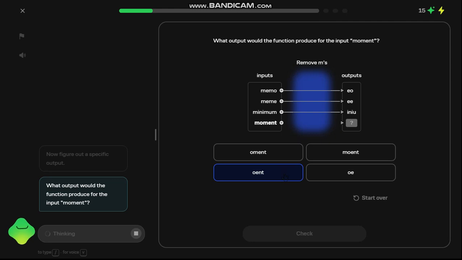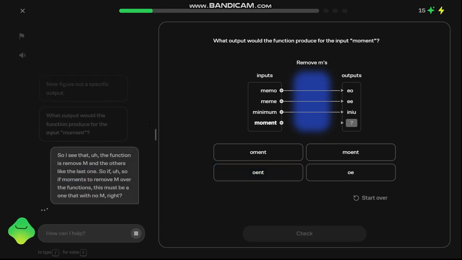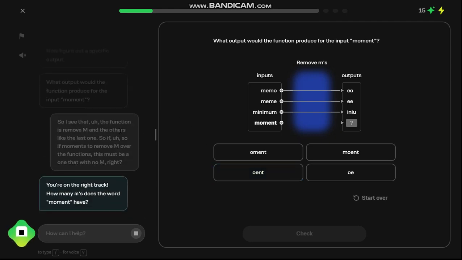So let me see what is the answer. You're on the right track. How many M's does the word moment have? So it asks me a question, how many M's does the word have? Those have 2.